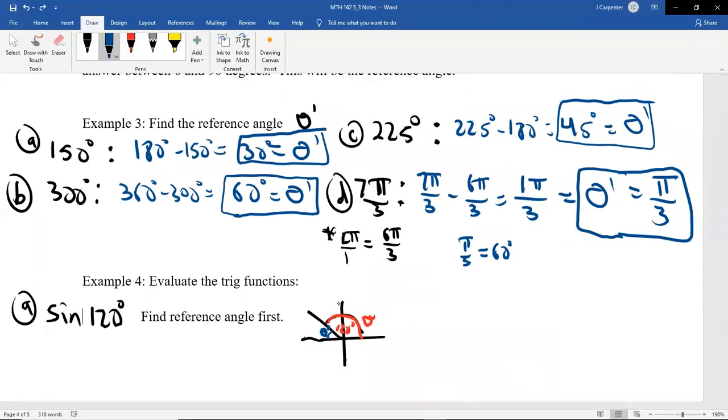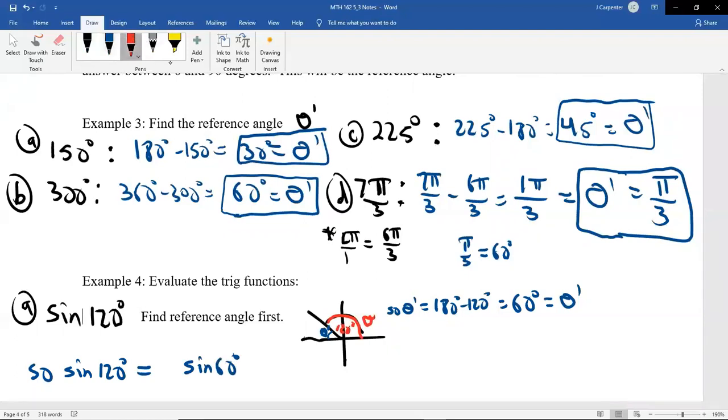All right, so theta prime will be 180 degrees minus 120 degrees, which is 60 degrees. That's our reference angle. So what we can say is that the sine of 120 degrees should be exactly the same thing as the sine of 60 degrees, but plus or minus. Not both of them, it's one or the other. That's why I'm writing the or word to distinguish it from that quadratic formula idea.